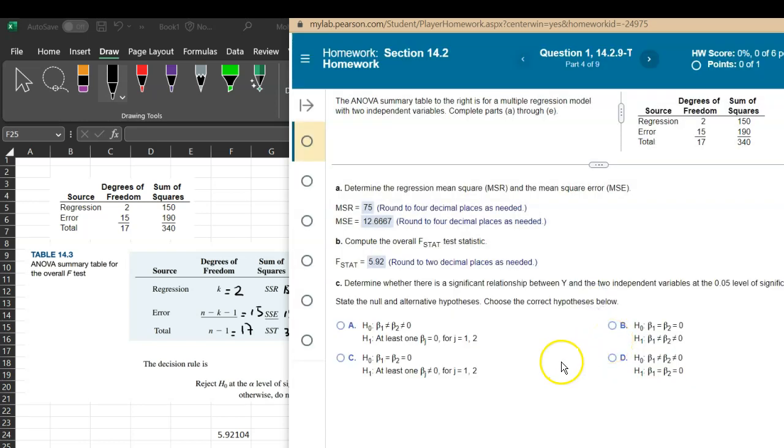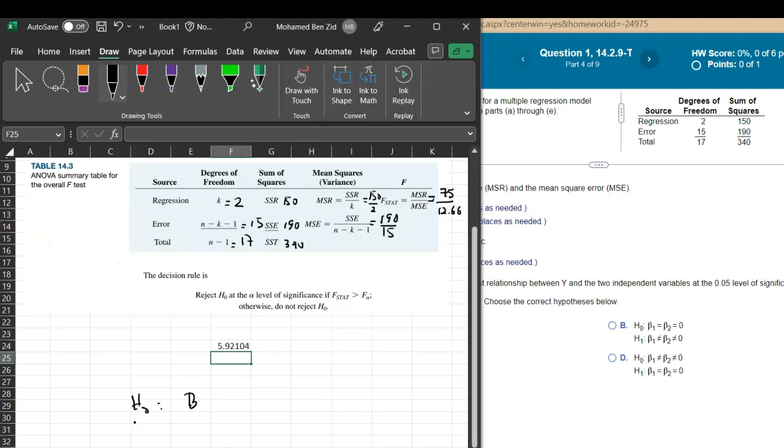Now we're going to decide what our hypothesis testing is. As you notice here, we have the degree of freedom k, which is 2. That means there are 2 betas, beta 1 and beta 2. So the null hypothesis is always H0: all the betas, beta 1 equals beta 2 and so forth, all the way to beta n, all equal to 0. And H1 is that at least one of the beta i's is different than 0.